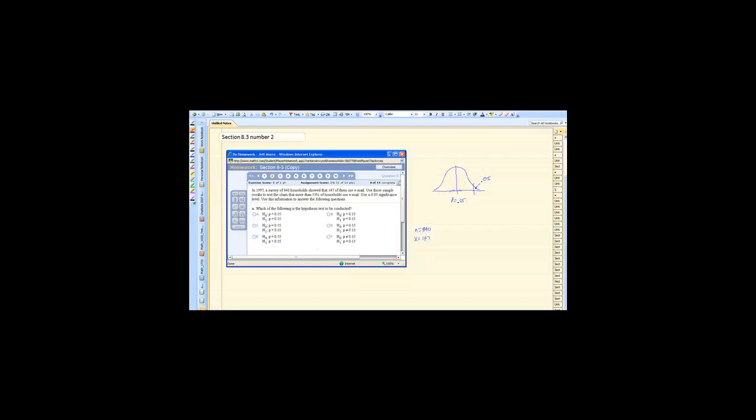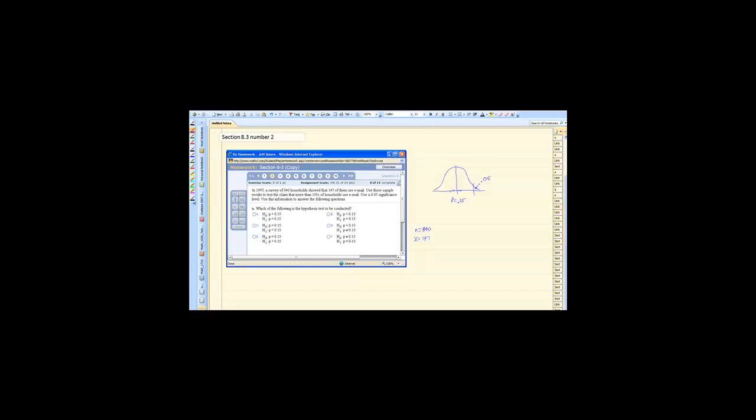In 1997, a survey of 840 households showed that 147 of them use email. Use those sample results to test the claim that more than 15% of households use email. Use a 0.05 significance level. Use this information to answer the following questions.